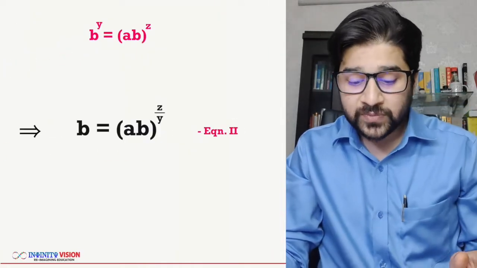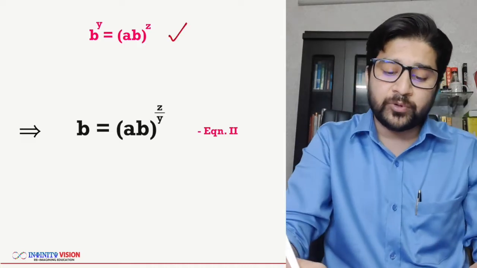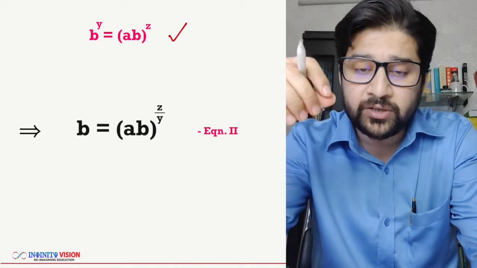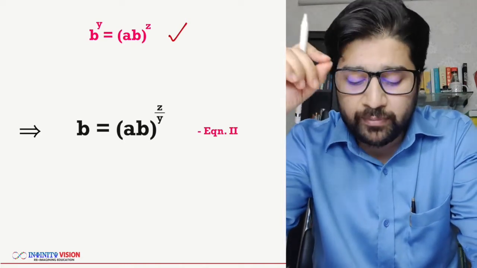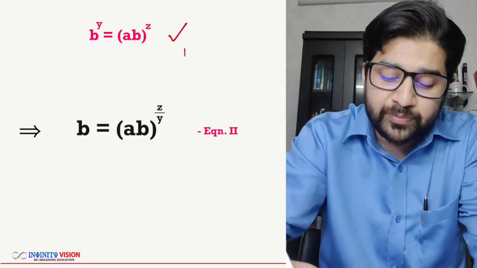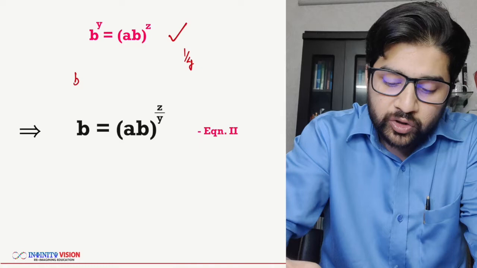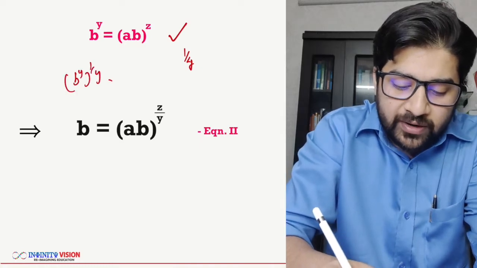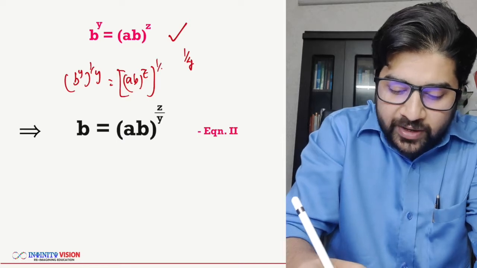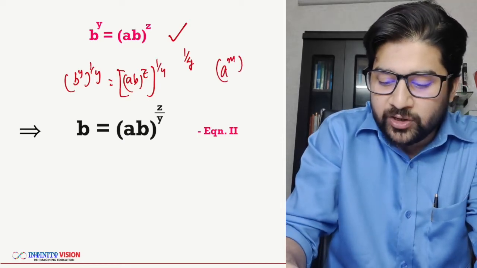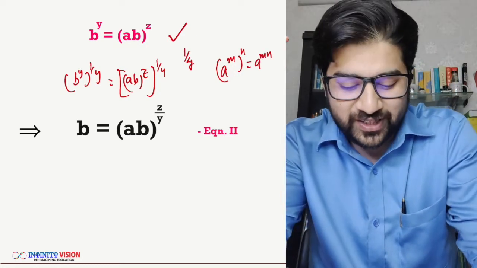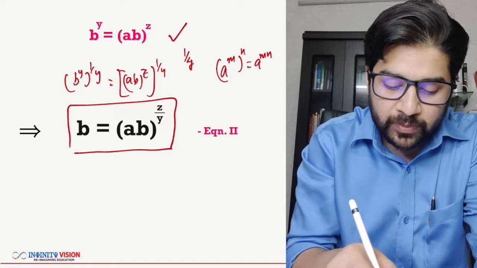Very easy. In the same fashion, the second equation is b to the power y equals ab to the power z. Again, I want b to be free from all the powers so that I can make the power 1. So now what will I do? I will raise both the left hand side and right hand side to the power 1 by y. So I will raise b to the power y to 1 by y, and ab to the power z to 1 by y. Since you know a to the power m to the power n is a to the power mn, you know this much about exponents, so what will happen? b equals ab to the power z by y.